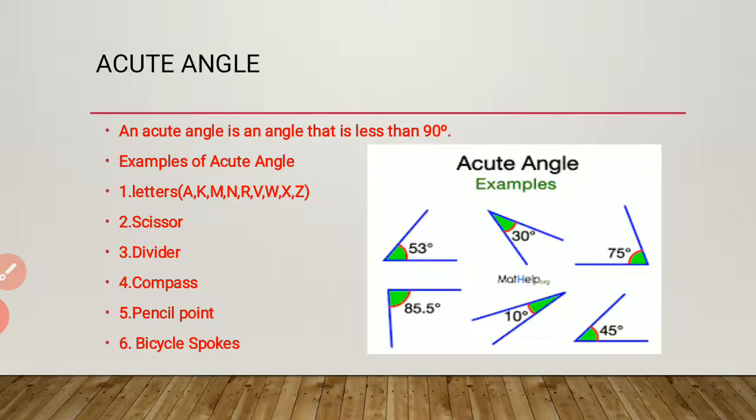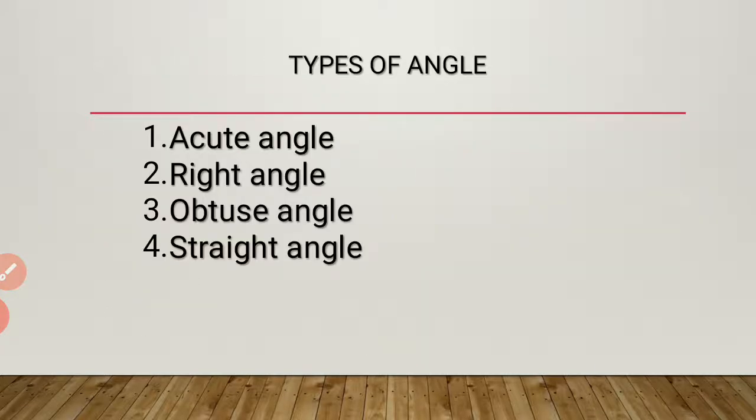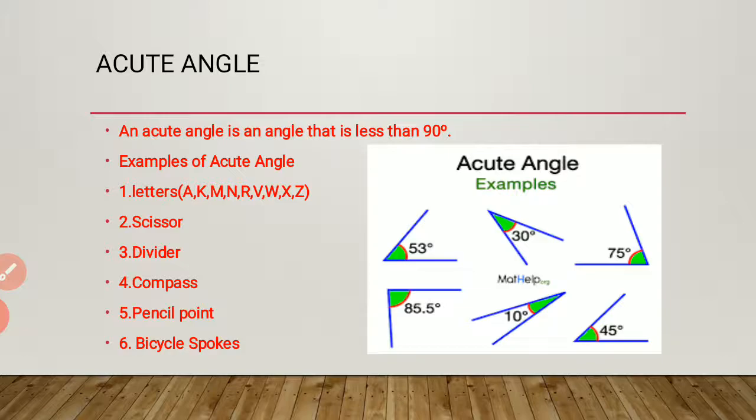The first one is the acute angle, an angle whose measure is 0 degree to 89 degree, less than 90 degree. That means all angles from 0 degree to 89 degree are called acute angles. Examples are here: 53 degree, 50 degree, 85 degree, 80.5 degree, 30 degree, all are acute angles.